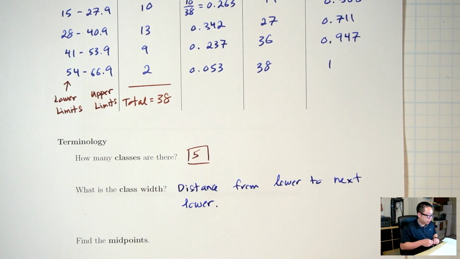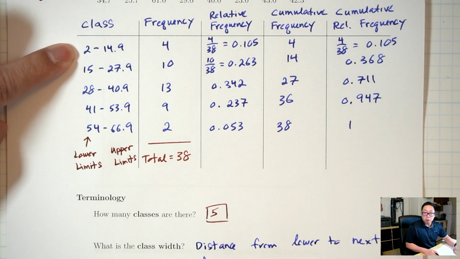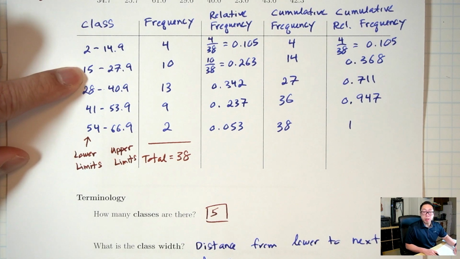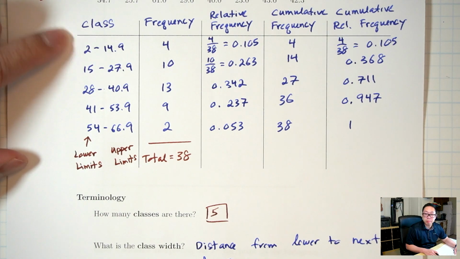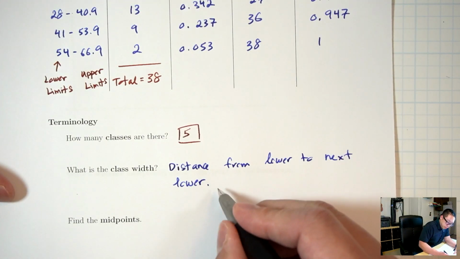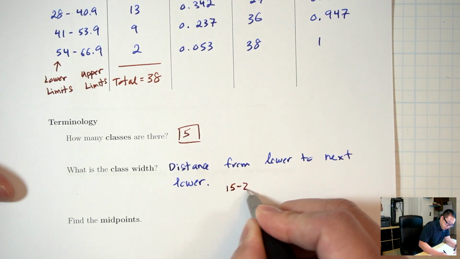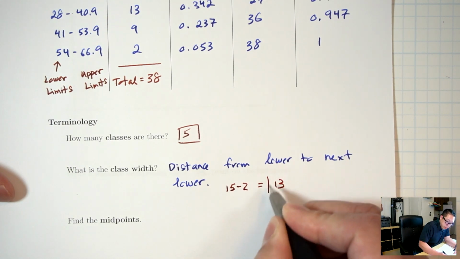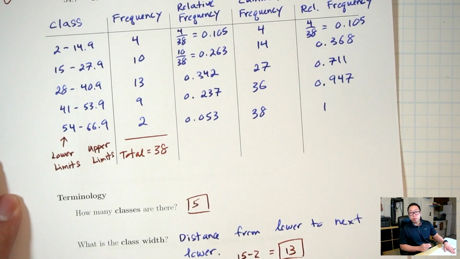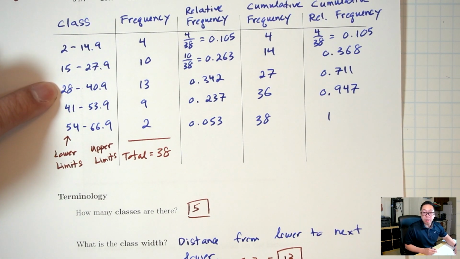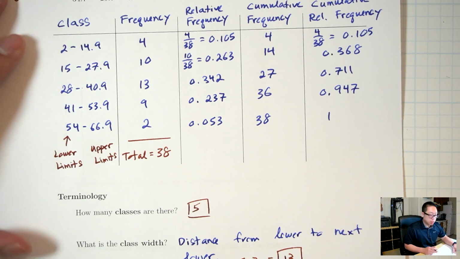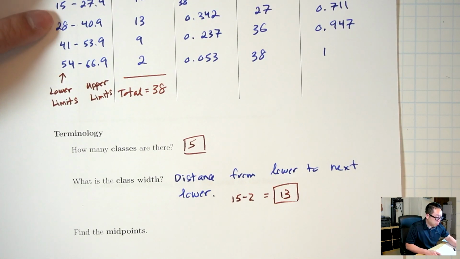So in this case, 2 is the lower, 15 is the next lower. What is the distance from 2 to 15? The easy way is just take 15 minus 2, and that's 13. You can do this with any lower. If I take 15, and the next one is 28, 28 minus 15 is also 13.